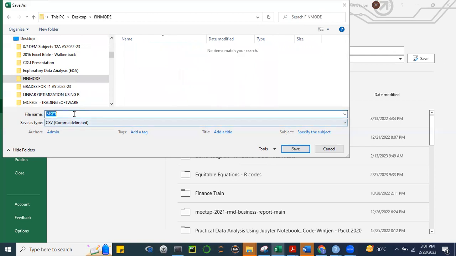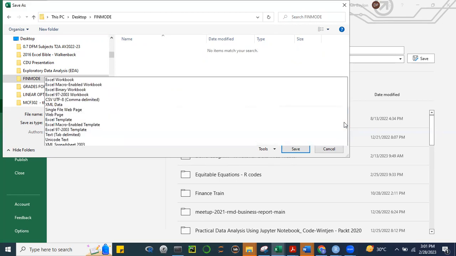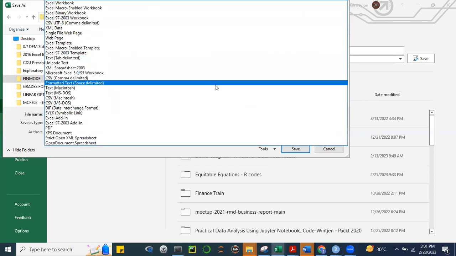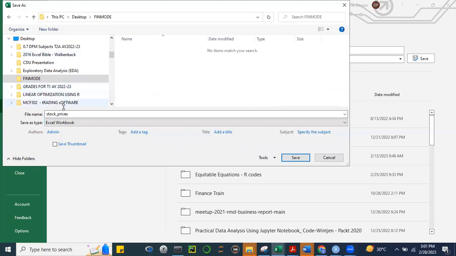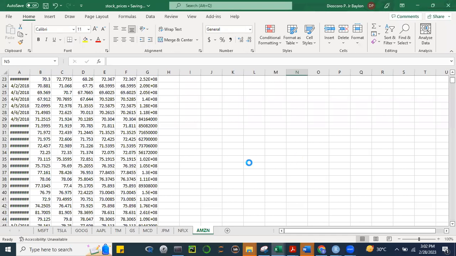Okay, then I'll call it stock prices. And then I'm going to save it not as a CSV file, but rather as an Excel file, kasi we're going to manipulate it. So save natin class not as a CSV file, but an Excel workbook. Save. Okay, ito na, no? Stock prices na.